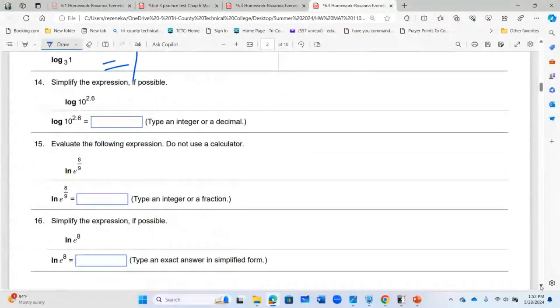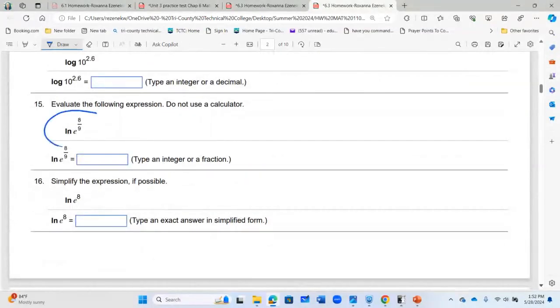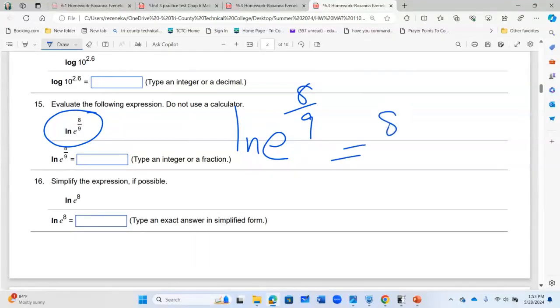Sometimes you're told to simplify with a calculator. Everybody look: natural log of e to the power 8 over 9. Remember that natural log of e is 1. According to the laws of exponent, the exponent is equal to the coefficient times natural log of e, and natural log of e is 1.